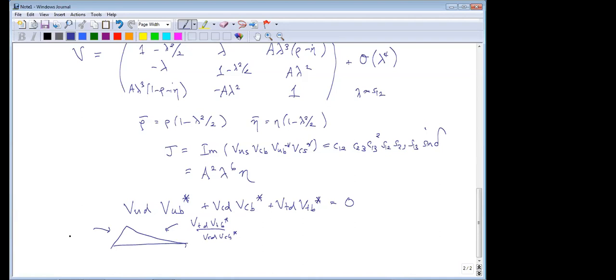This one is V_ud V_ub star over V_cd V_cb star, and this one is 1. And then the three angles here on my tiny little picture. This is angle beta, this one is angle gamma, and that one's angle alpha. Okay. And alpha, beta, gamma are all quantities that in particular could be inferred from CP violating observables.